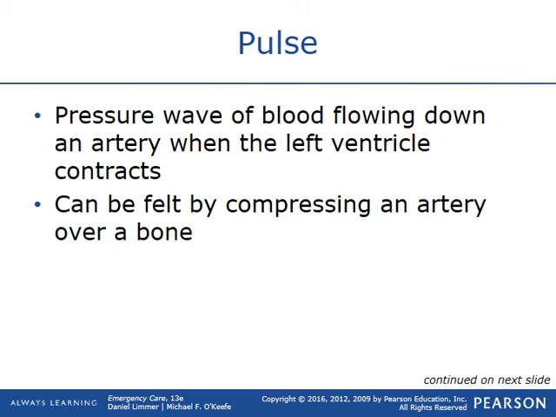So let's talk about pulse. This is a pressure wave of blood flowing down an artery when the left ventricle contracts. Since we know the left ventricle is what pumps blood out into the body, this starts to make sense. This can be felt by compressing an artery over a bone, such as the pulse on your wrist, the radial artery. You feel that by pressing the artery over the bone.